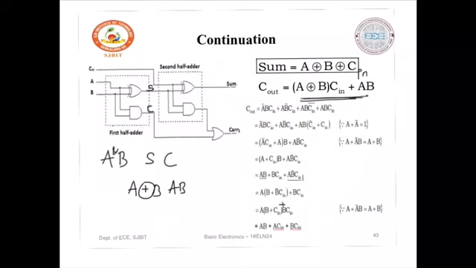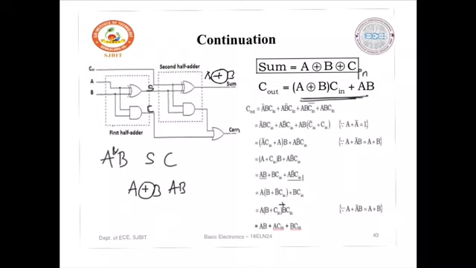Now this sum is given as input to the second half adder. For the second half adder, again there are two inputs, and those two inputs are, one will be the sum of the first half adder, another will be carry in of the previous addition. These two are given as inputs to the second half adder. Now the inputs are A exclusive-OR B and the C in. And what is the sum expression of the second half adder? Again, it is in the form of first input exclusive-OR with second input. The first input is what?